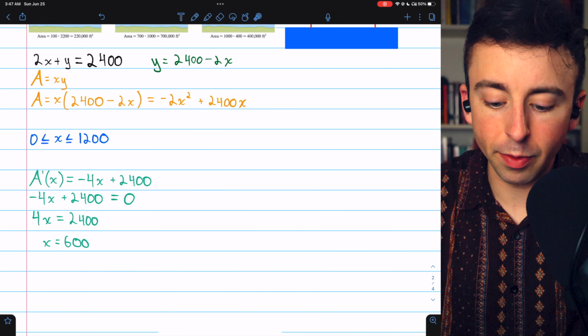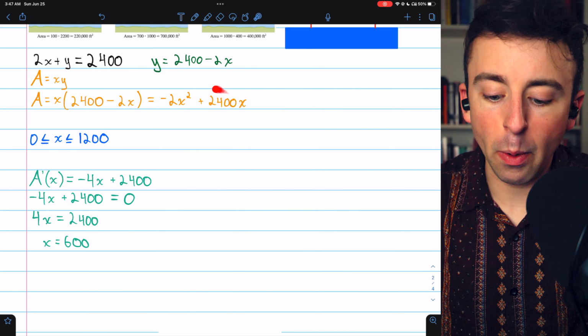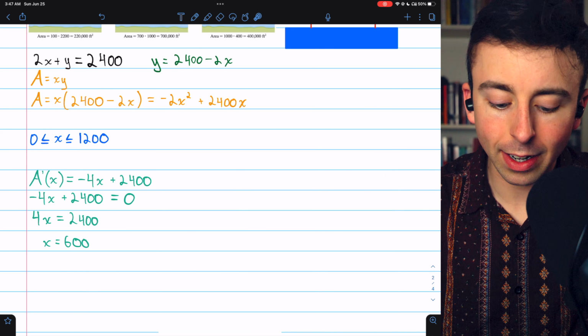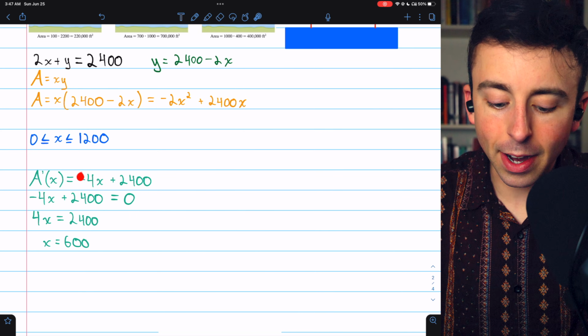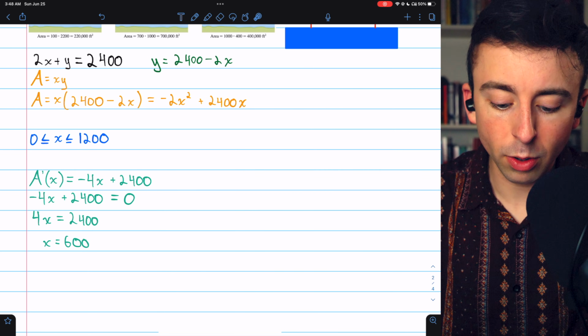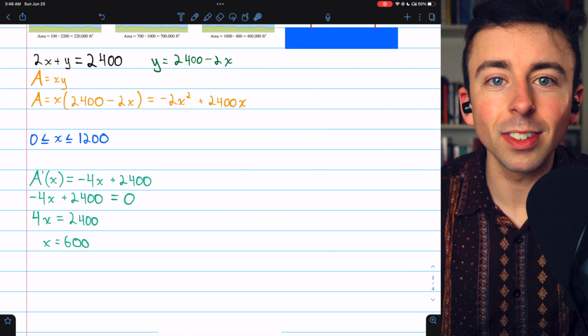Let's take the derivative of the area function to find the critical point in the interval. We just apply the power rule to find A prime. The derivative of negative 2x squared is negative 4x, and the derivative of 2,400x is just 2,400. Then, since this isn't undefined anywhere, to find critical points, we just set it equal to 0, and that gets us here, x equals 600.